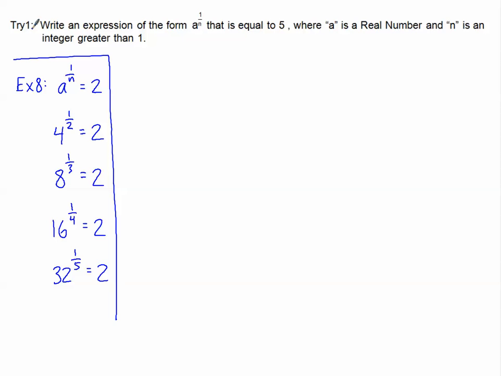Now I'd like for you to do try 1. Come up with an expression that's equal to 5 that fits this criteria, and we'll check this in class.